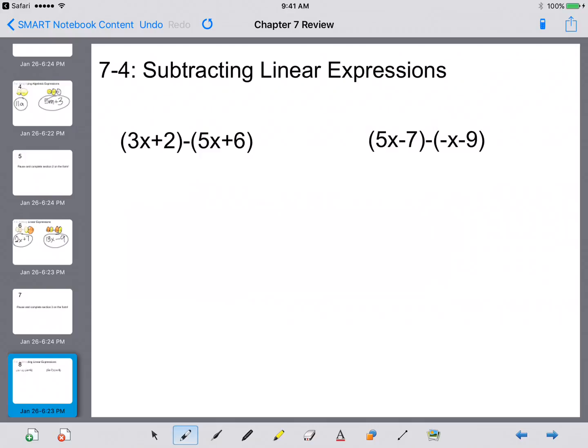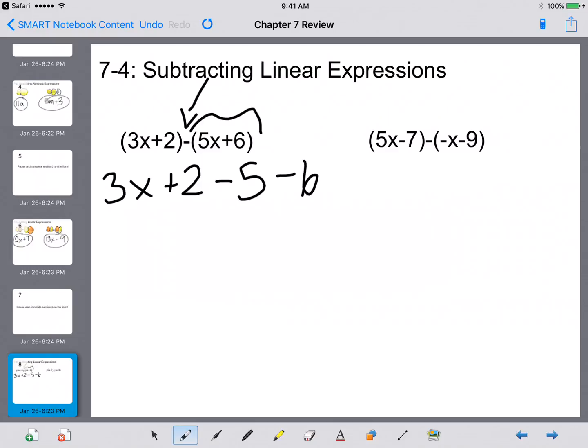Now we have 7-4, subtracting linear expressions. So this is where it's a little different. When you do this, your first chunk of parentheses stays the same. So 3x plus 2 stays. This minus sign right there tells us we need to flip the symbols of everything that's in the parentheses behind it. So our plus 5x turns into minus 5x. And our plus 6 there turns into minus 6. And now we just combine like terms like we've been doing before.